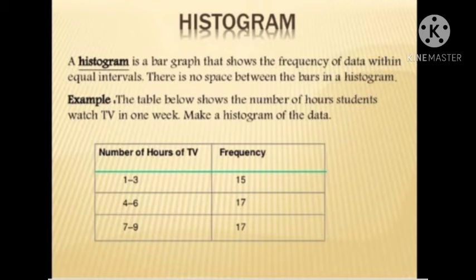Then 4 to 6: 17 students watch TV for 4 hours to 6 hours. So we need to draw a histogram for this table. Let's see how to draw the histogram of this collected data.